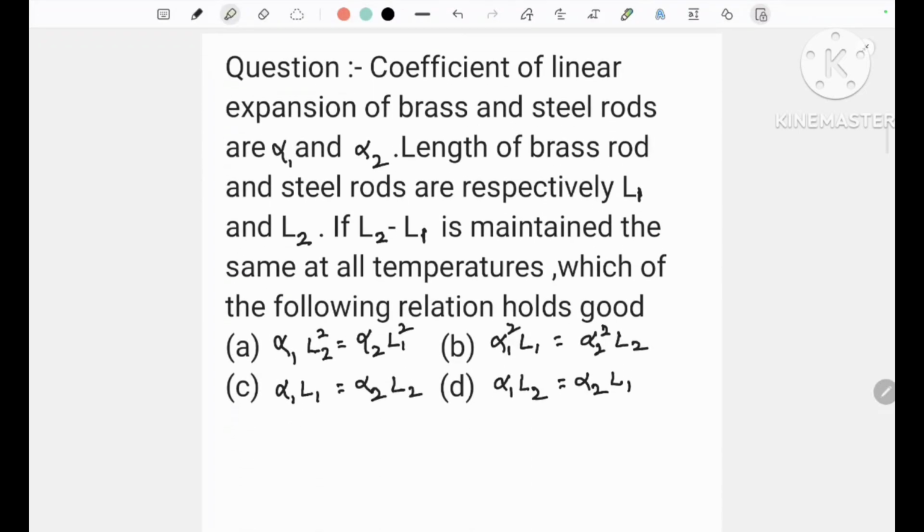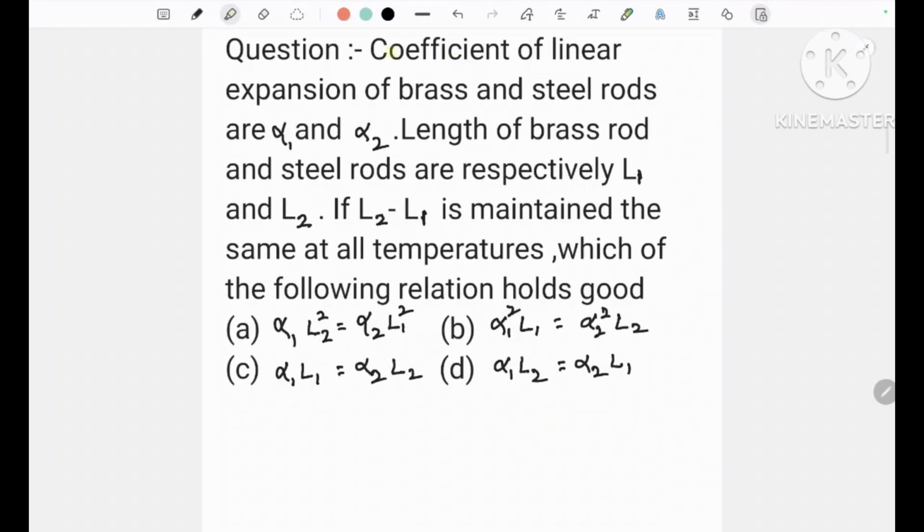Next, coefficients of linear expansion of brass and steel rods are alpha 1 and alpha 2. Lengths of brass rod and steel rod are respectively L1 and L2. If L2 minus L1 is maintained the same at all temperatures, which of the following relations holds good?